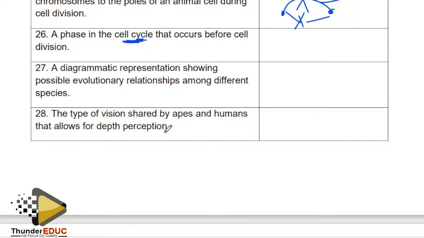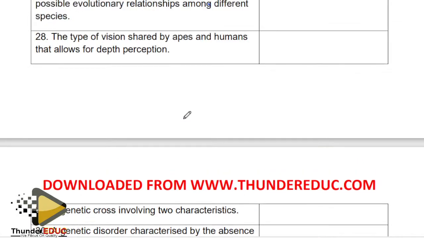Let's continue. They're saying the diagrammatic representation showing the possible evolutionary relationship among organisms. Here we are talking about a phylogenetic tree. Yes. The type of vision shared by humans that allows for depth perception, stereoscopic vision. Yes, we call it stereoscopic vision.